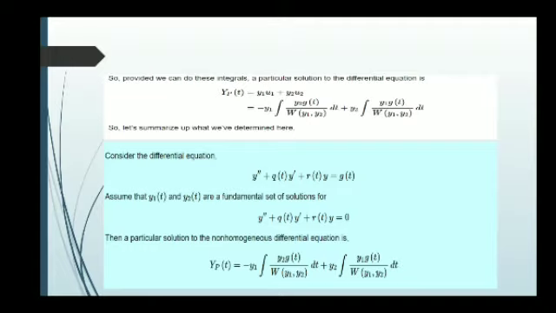Then a particular solution to the non-homogeneous differential equation is y sub p of t equals negative y sub 1 multiplied by the integral of y sub 2 multiplied by g of t over the Wronskian of y sub 1, y sub 2, dt, plus y sub 2 times the integral of y sub 1 times g of t over the Wronskian of y sub 1, y sub 2, dt.